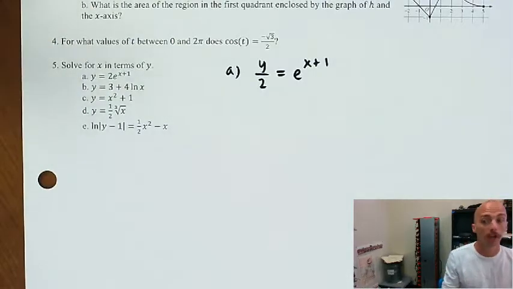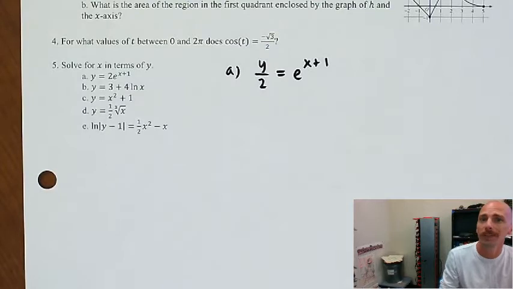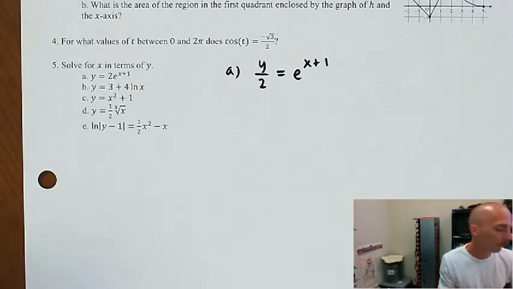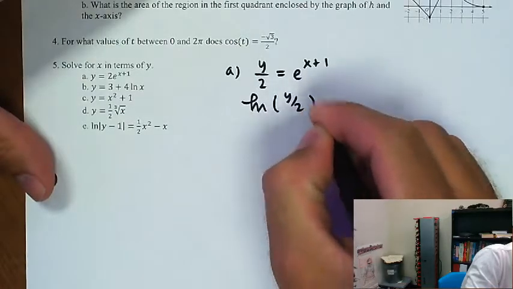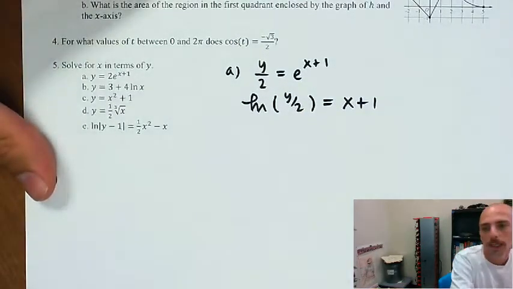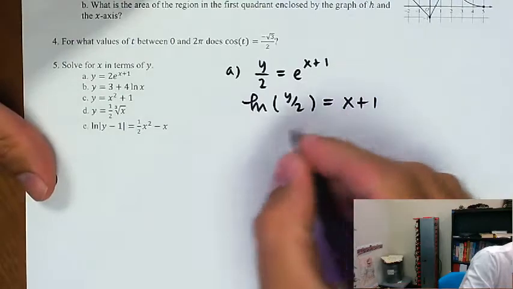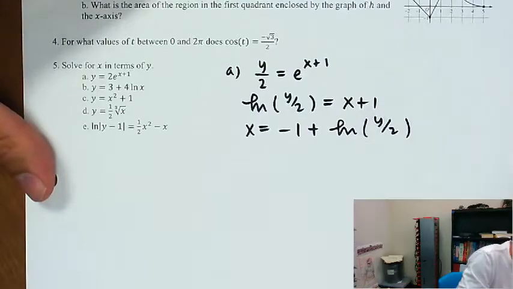I may have mentioned this in class, or I may not have yet. When I say log in this class, I mean natural log. It's the only type of log we really care about. We will occasionally, by occasionally I mean once or twice, do things with logs with bases besides e. But for reasons that you'll see coming up in the class, all logs are really natural logs. So I'm going to take the natural log of both sides, and that'll give me x plus 1. Then I will solve for x by subtracting 1 from both sides. So x equals negative 1 plus the natural log of y divided by 2.